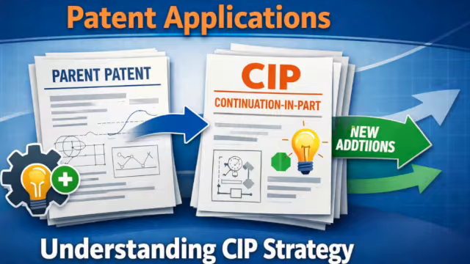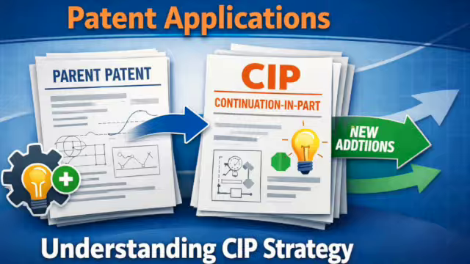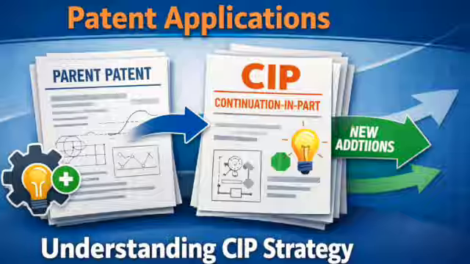Absolutely. And here's another potential trap. It's called prosecution history estoppel. That sounds a little intimidating. Yeah, it's a mouthful, right? Can you break that down for us? What does that actually mean in plain English? It basically means that arguments you made to get your first patent approved can come back to haunt you when you're defending your CIP later on.